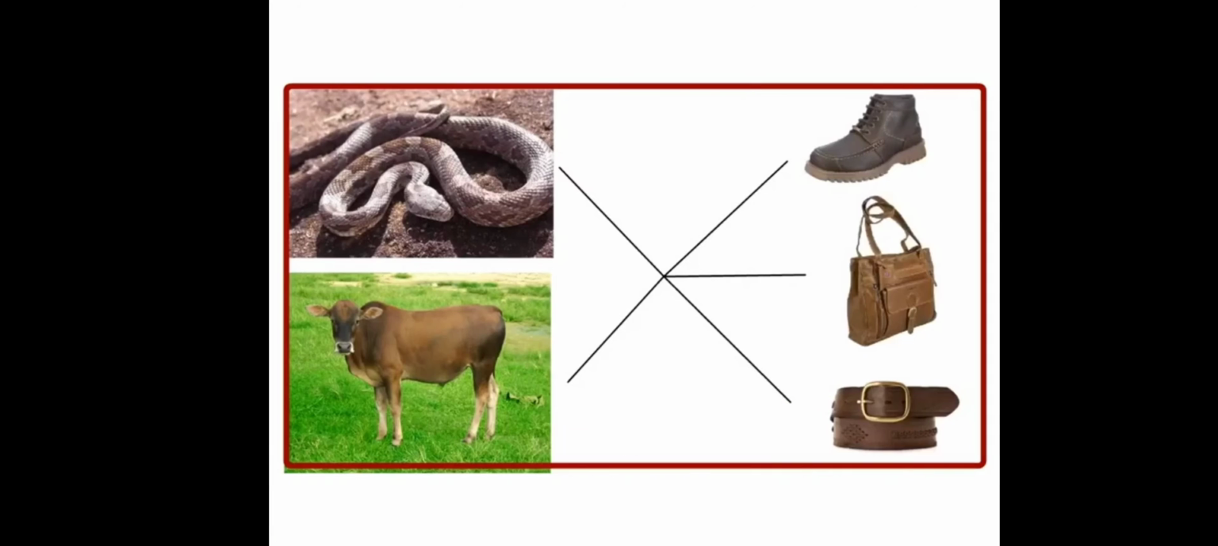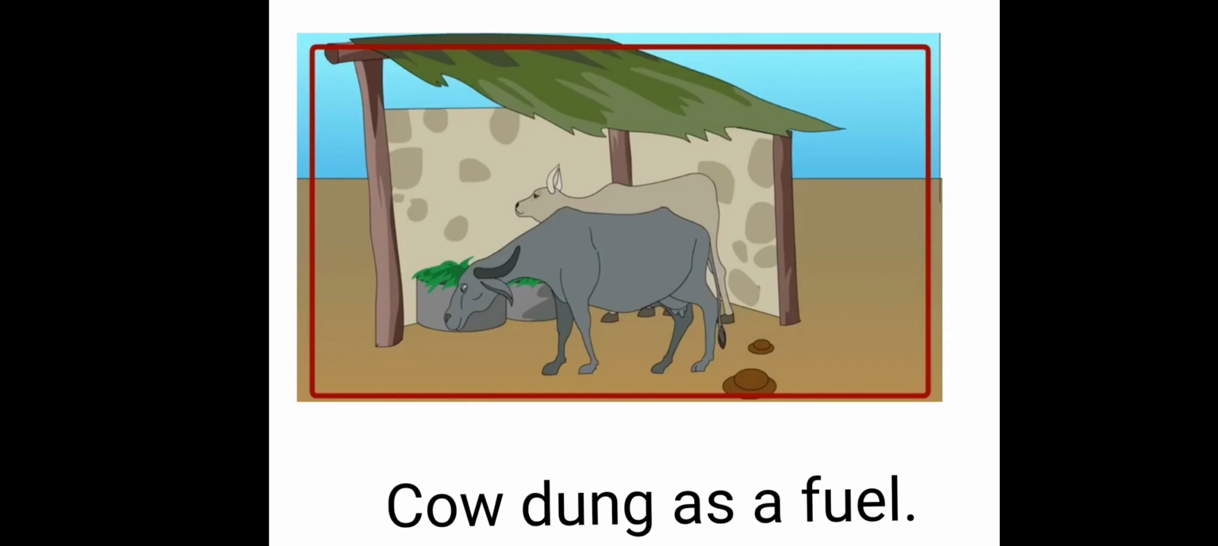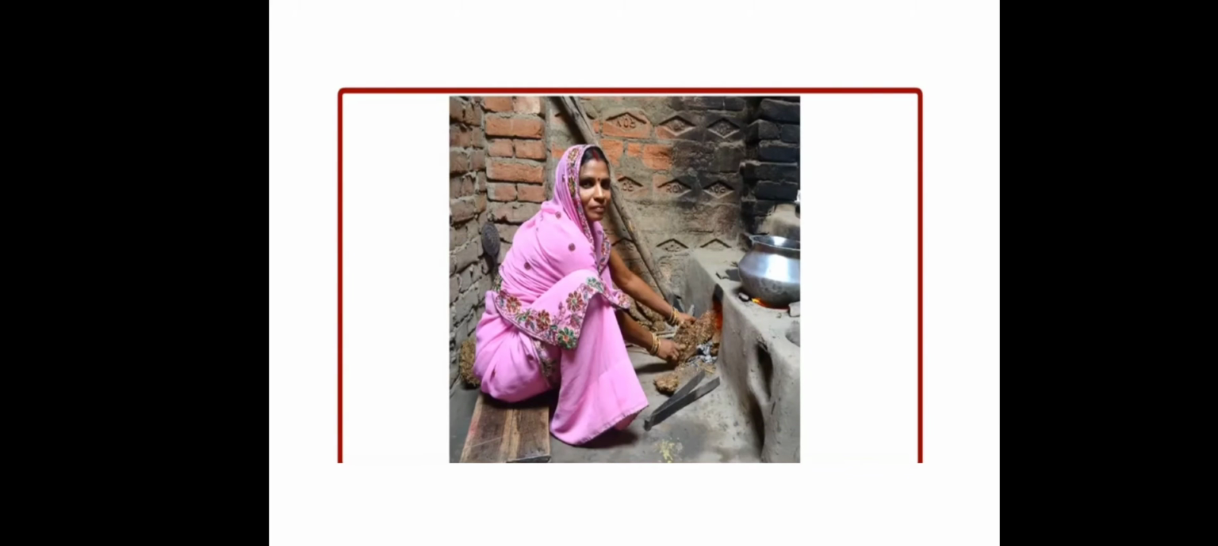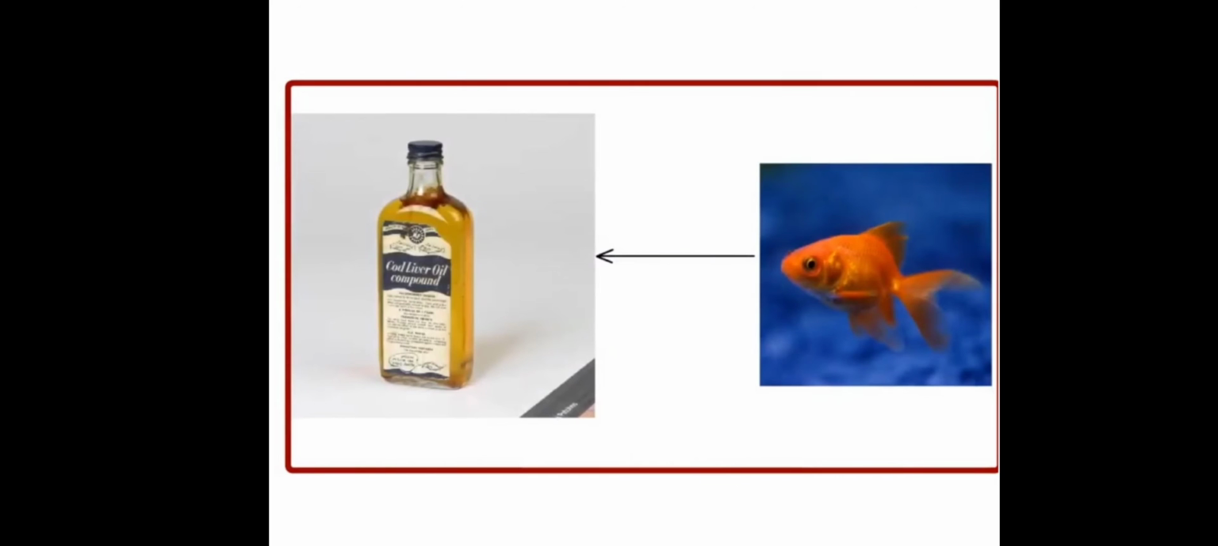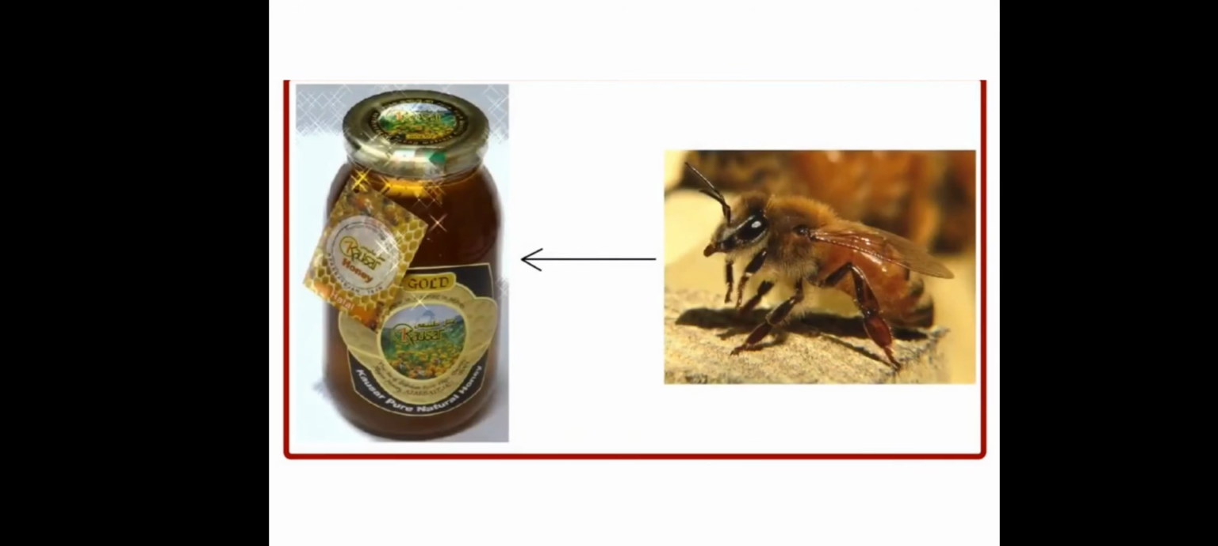And the skin of animals like snake, cow and camel is used for making shoes, bags and belts. The dung of animals like cow and buffalo is dried and used as fuel in our kitchen. And do you know, we get oil from fish and honey from the beehives of the honey bee, and these are also animal products.